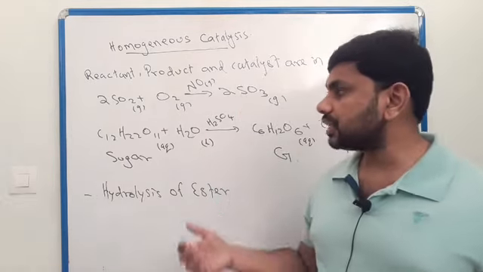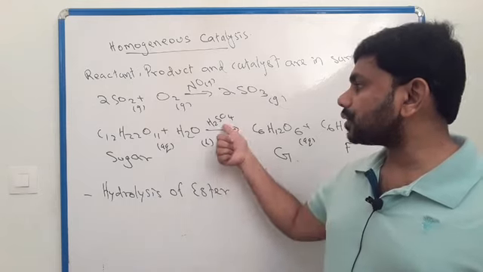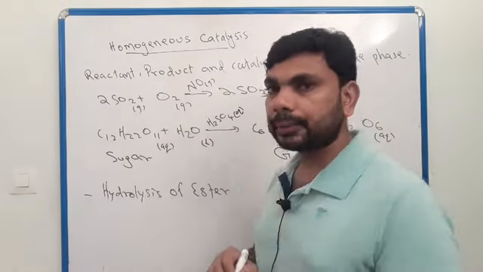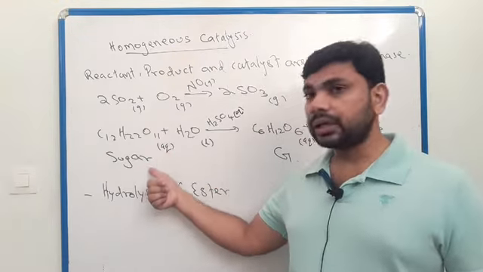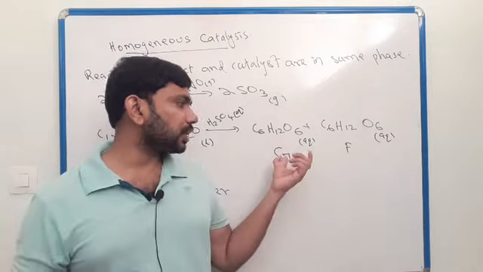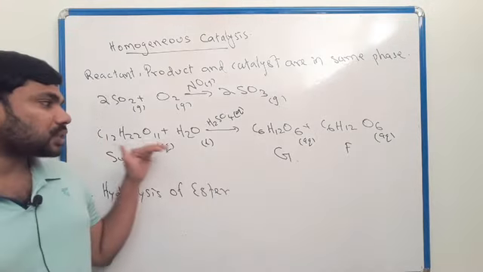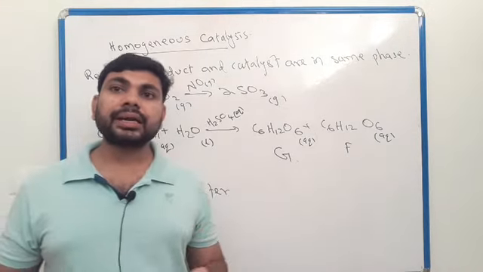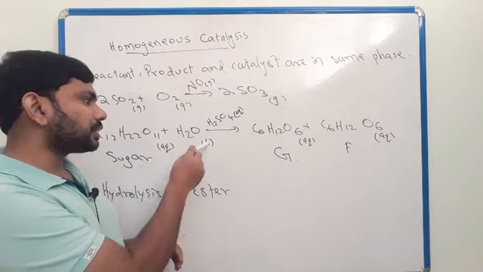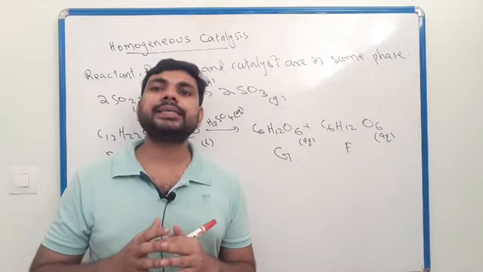Another example of homogeneous catalysis: hydrolysis of sugar in the presence of aqueous sulfuric acid. Sulfuric acid is in the aqueous or liquid state. Sugar after hydrolysis changes to glucose and fructose in the presence of aqueous sulfuric acid. So this is also an example of homogeneous catalysis. All are in liquid form, so all are in the same phase.